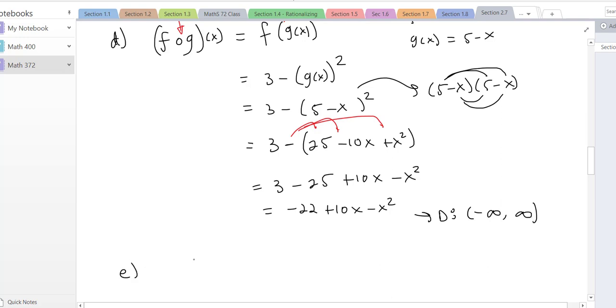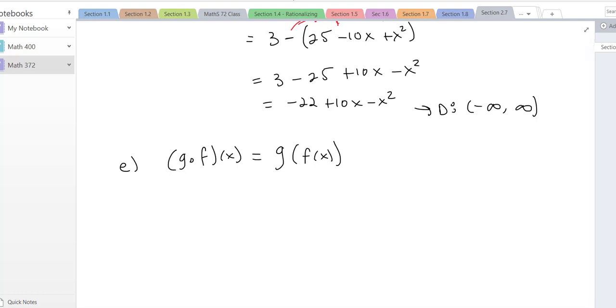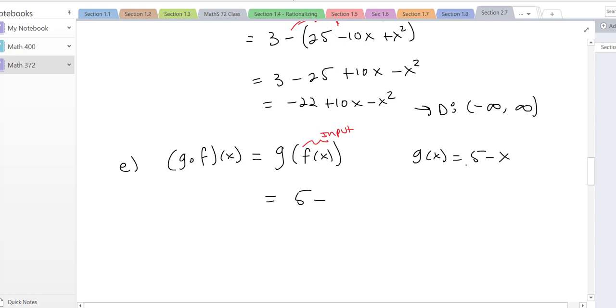So a good one for you to try would be, what about g circle f of x? So the composition g of f of x. So go ahead and try that on your own and see what you come up with. So now this is the input. And remember, our g of x is 5 minus x. So that means that you're going to have 5 minus. So for every x, you're going to put in the input, f of x.